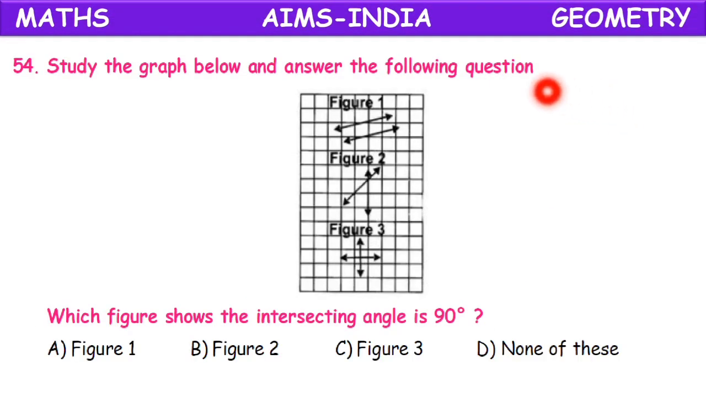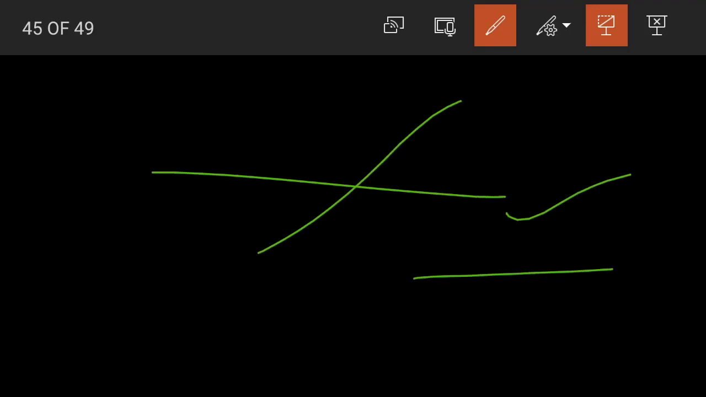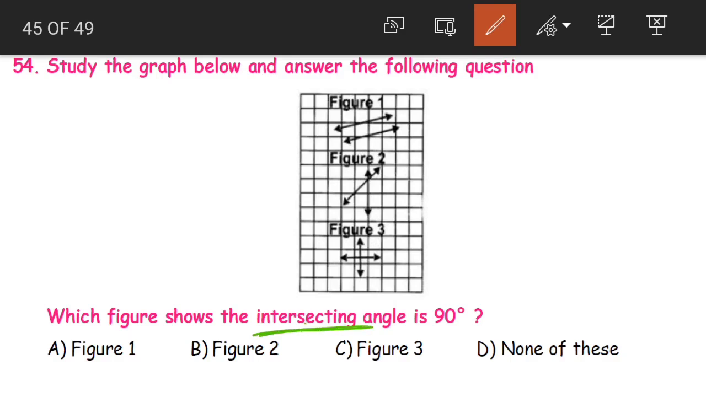Question 54. Study the graph given below and answer the following questions. So we are having 3 figures here with some lines. Now we have to show which figure shows the intersecting angle is 90 degrees. What is intersecting? Intersecting means when two lines cross their path. Yes, so these are called intersecting. When both the lines do not cross their paths, they are called parallel. So we want to find out the intersecting lines first.